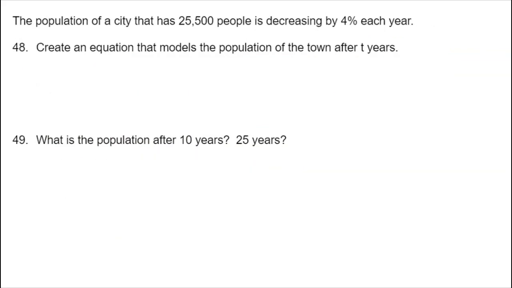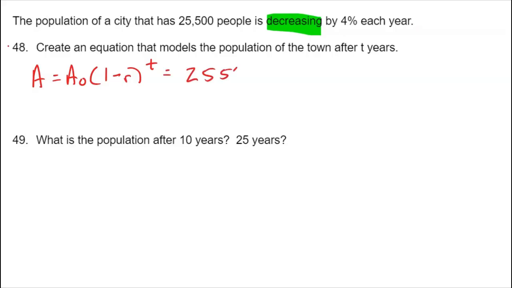All right, here it says a population of a city has 25,500 people and is decreasing by 4% each year. Key here, it's decreasing. So once again, we're going to use that equation where the amount is the initial amount. Now, because it's decreasing, it's 1 minus the rate raised to the time. So here the initial amount is 25,500 people, 1 minus the rate of 0.04 raised to the time. And of course, if I actually do that math, 1 minus 0.04 is 0.96.